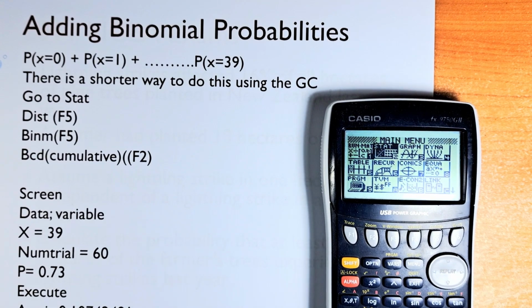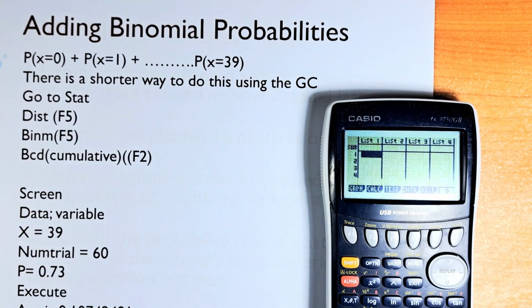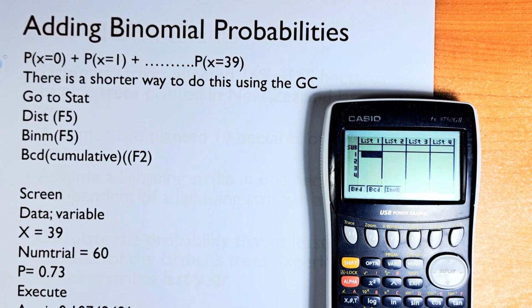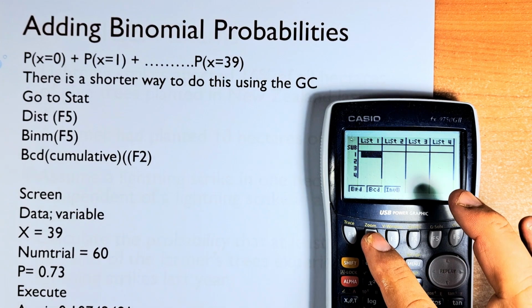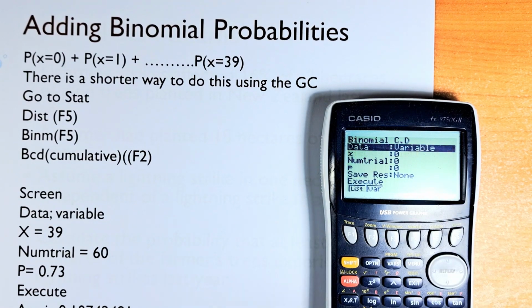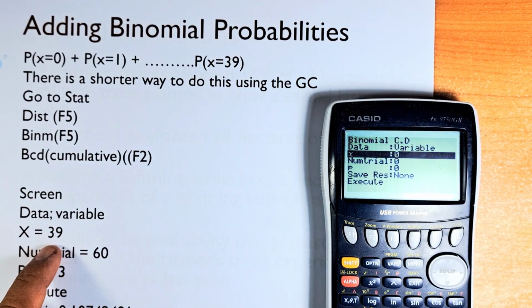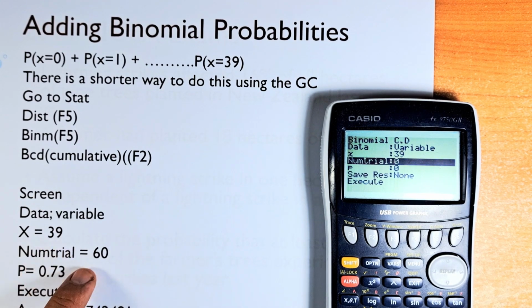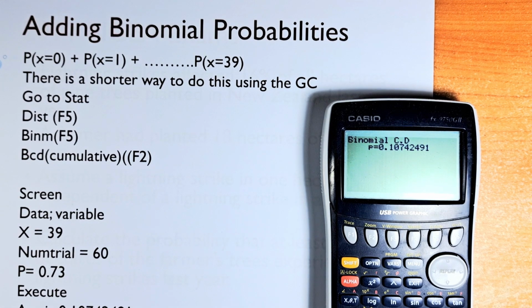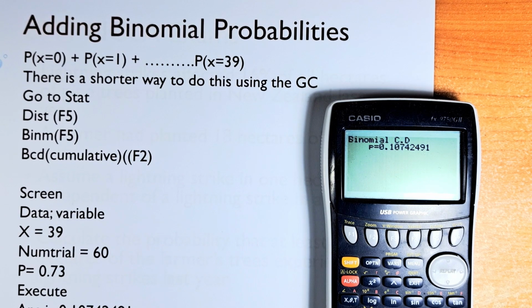Okay, so again, we are going to go to statistics, execute, distribution, and then binomial, F5. Now, remember, you are accumulating from 0 to 39, so this time it has to be BCD, which is F2. Now, again, go to variable, F2. Now you're going to key in the data. X is going to be 0 to 39, so where it ends is 39. So X equals 39. Number of trials is 60, there are 60 cell phone users, and then success is 0.73. Execute, and the probability is 0.1074241.